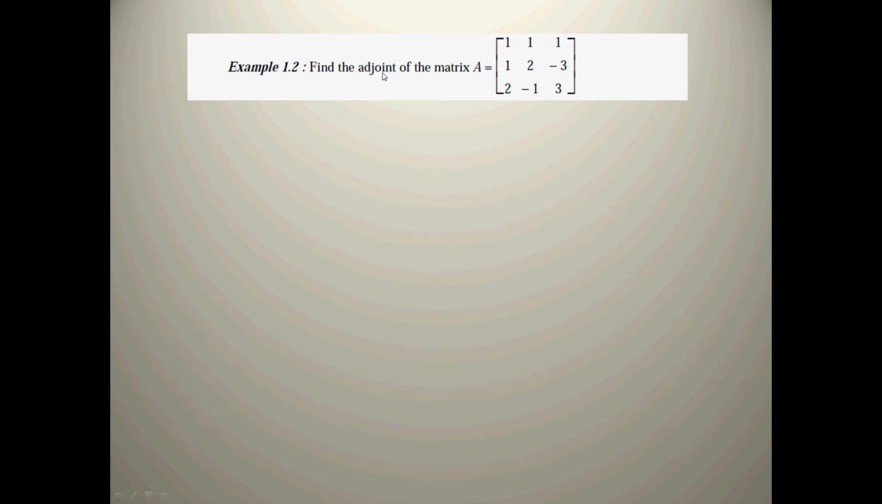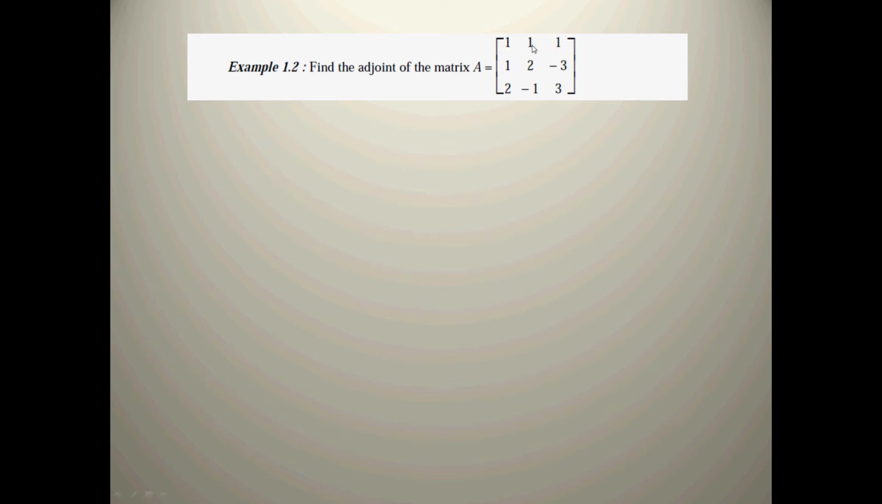Adjoint is the transpose of the cofactor matrix. So you have to find the cofactor of this, cofactor of this, cofactor of this, like that. You will have to find the cofactor of all the 9 elements. Then what you get will be the cofactor matrix.